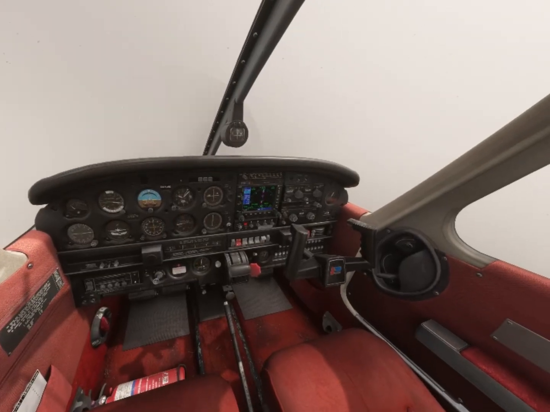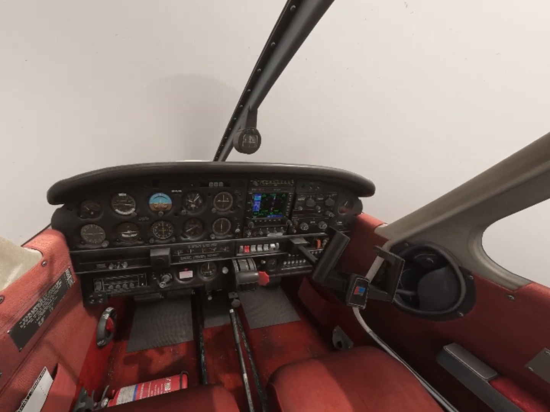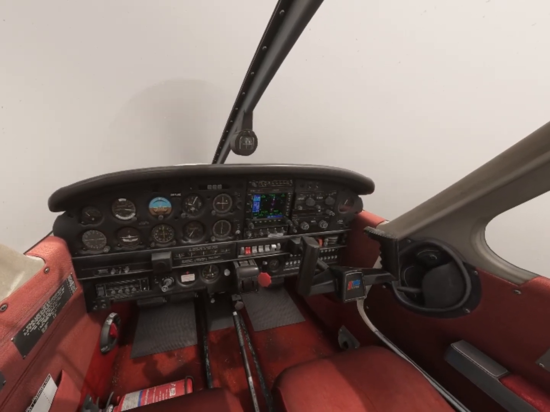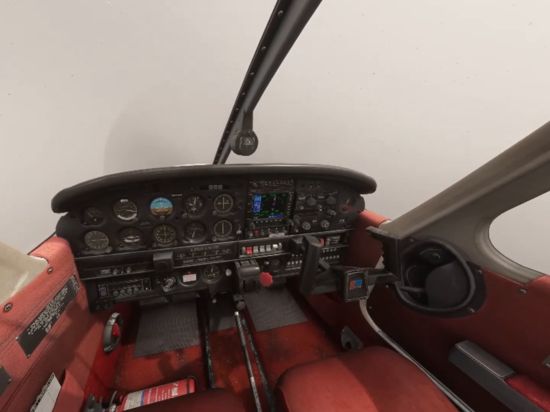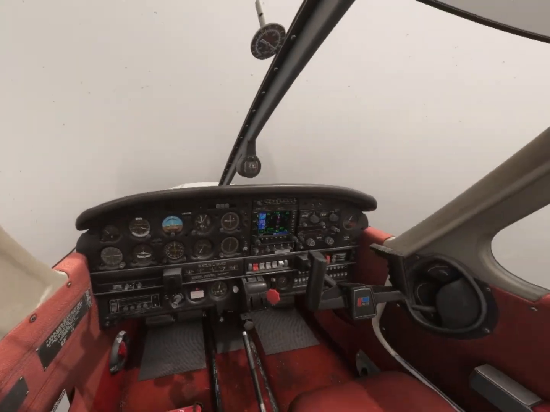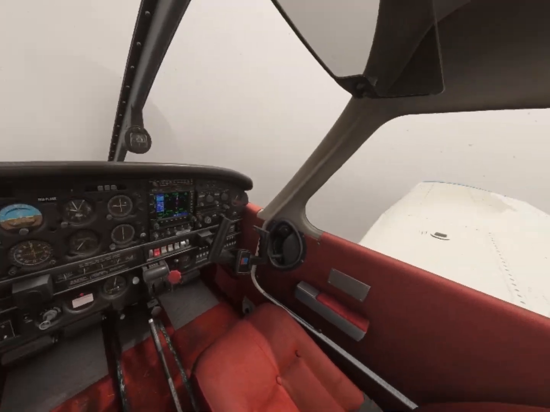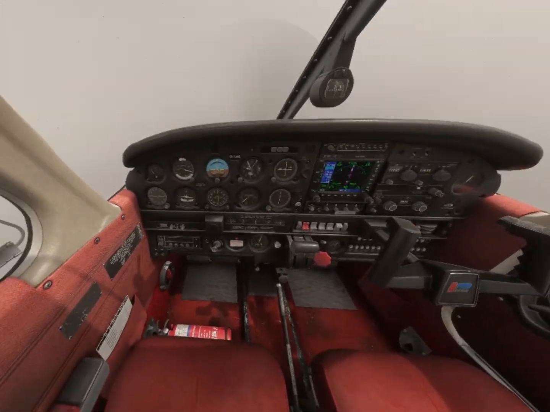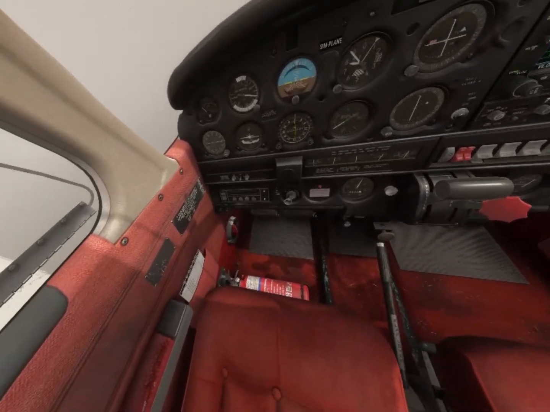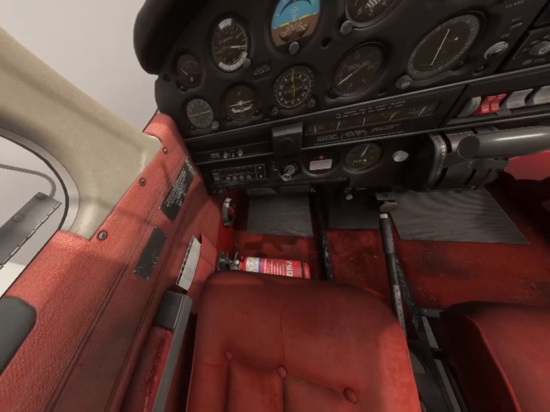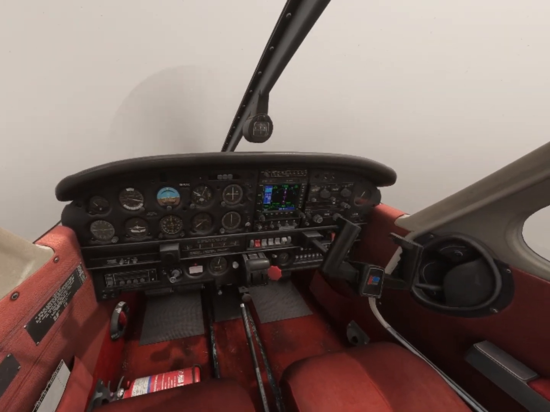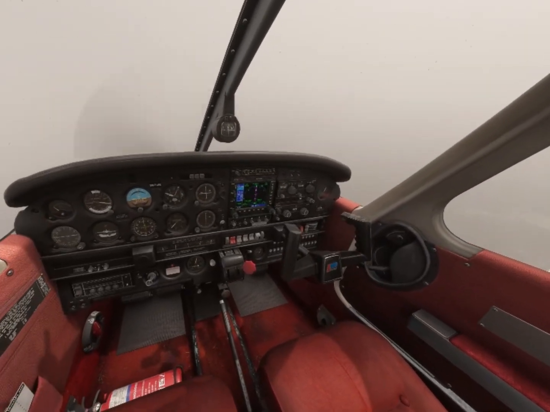Power setting 1900 RPM. Descent rate's increasing. Increase power to 2050 RPM. Visual on the ground. In 1.7 miles, waypoint Wabkey. Altitude 7,400, that's 400 feet lower than now. On course, right to line up.